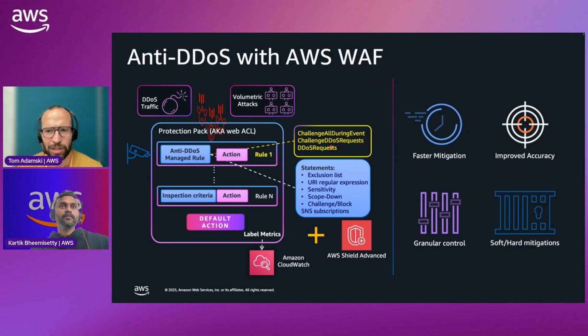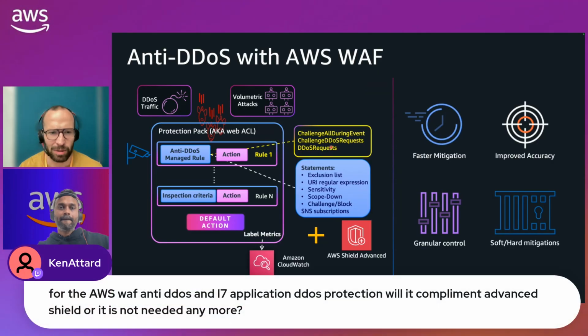Yeah, I think there was a question, and I know we have little time, but I think it's a super important question. How is it complementary with the existing Shield protection that was related to some automations on WAF, and now we launched this new anti-DDoS rule set?